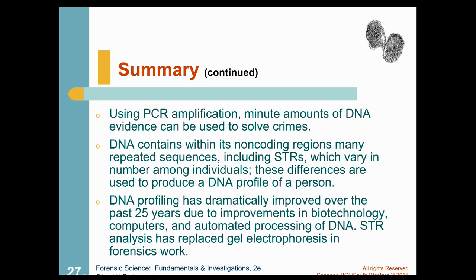So we can use PCR amplification. You can take small amounts and you can now use that evidence to solve crimes because you're going to be able to make many copies. So DNA contains within its non-coding regions these STRs, and they vary in number amongst individuals, and that's what makes a person unique. That's what makes our DNA unique.